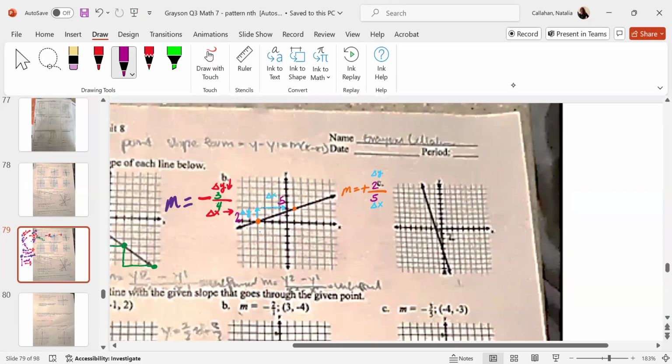The first step is determining if it's a positive slope or a negative slope, right? Then do that first. Once you determine that, then you can put the rest into it.